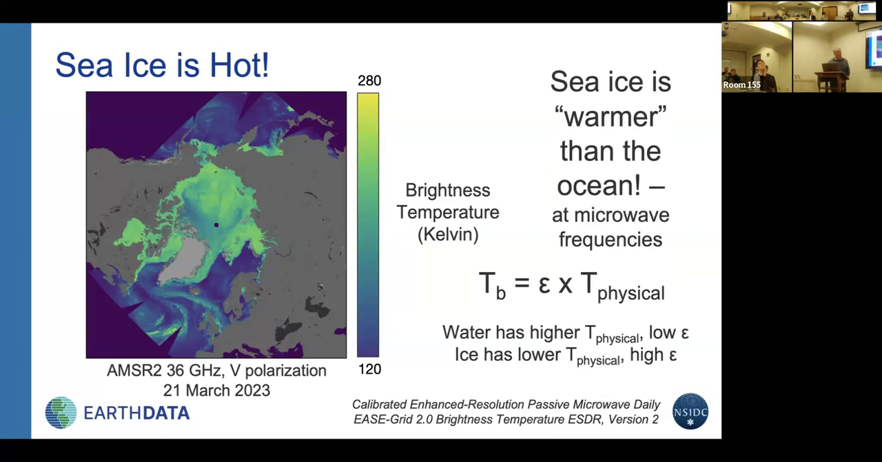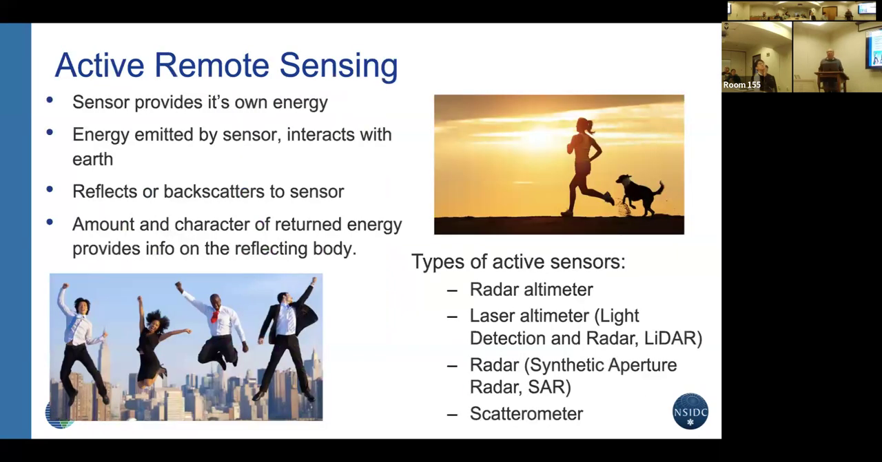There we go. So now, getting close to finishing up: active remote sensing, and that's contrasting to passive. Active means, again, as I said before, the sensor provides its own energy. Energy is emitted by the sensor, interacts with the earth in some way, and reflects back to the sensor. How much energy gets reflected back, how long it takes to come back, and the type of energy tells you something about what it reflected off of.